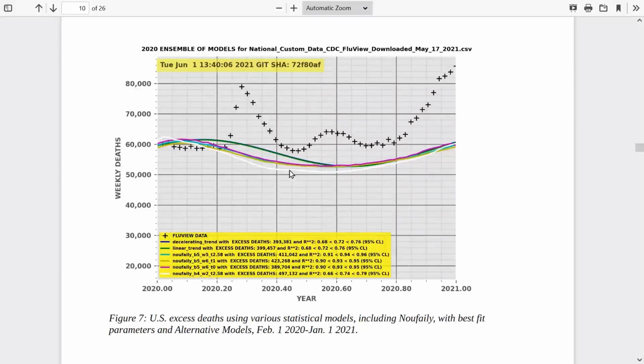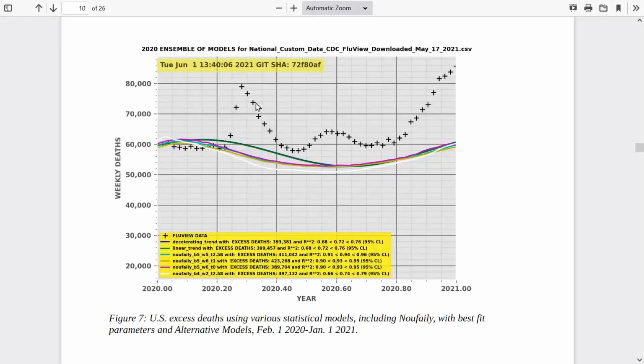The white line here is actually pretty close to what CDC is doing. It uses the same parameters as CDC. As you can see, there's significant variation. So we can get estimates ranging from as low as, let's see what the lowest one is here, about 389,000 excess deaths, to a number like the CDC has, which is about 500,000 deaths as of when this plot was produced in June, or actually May.